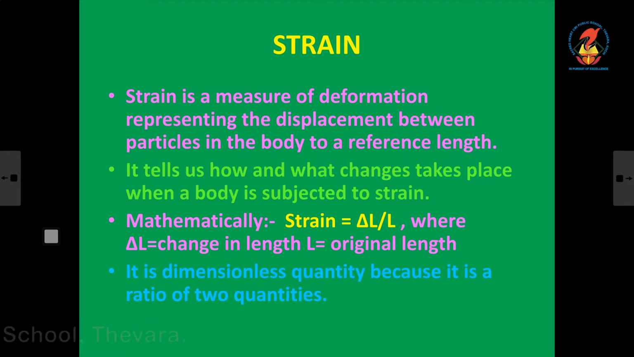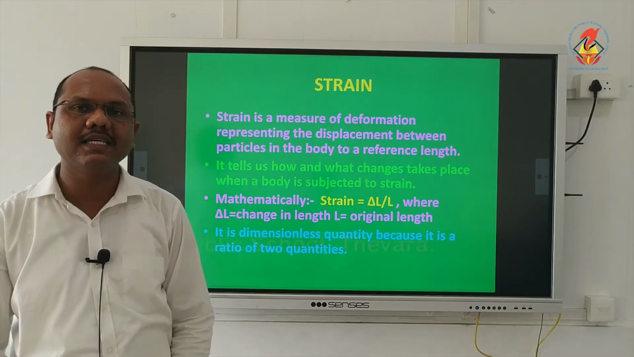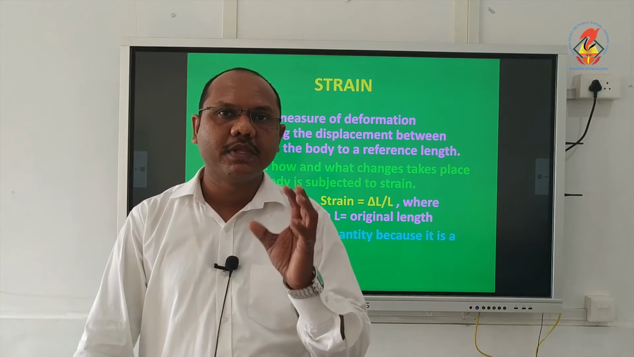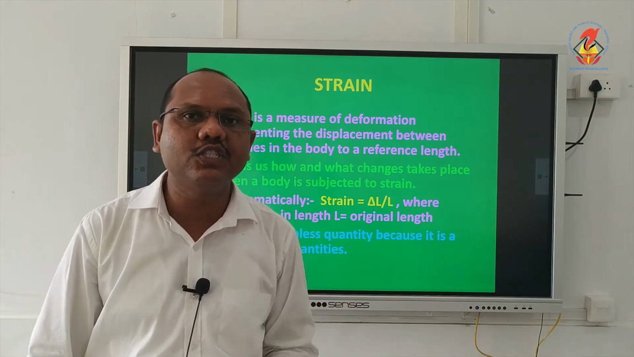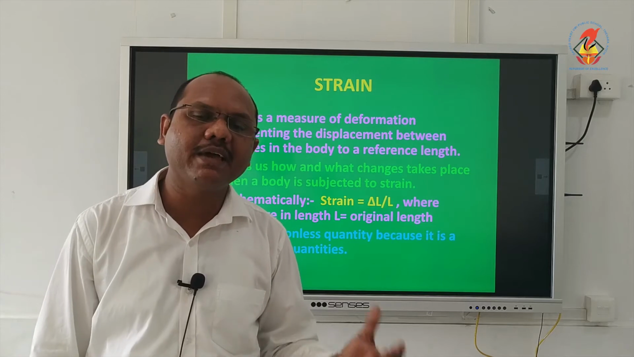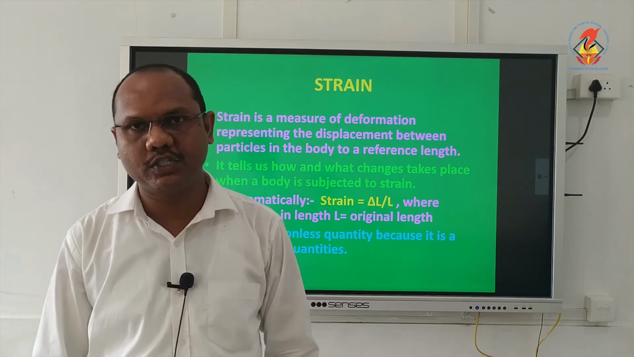Strain is a measure of deformation representing the displacement between the particles in the body to a reference length. In short, I can say strain is the ratio of change in dimension to the original dimension.